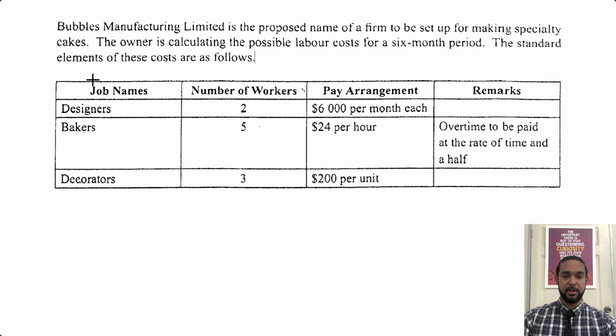Okay, so we have a table here, and the table is showing us a few things. So job names, we have designers, bakers, and decorators for the cakes. Number of designers is 2, number of bakers is 5, number of decorators is 3. Pay arrangements, so designers get $6,000 per month each. That sounds like a salary to me. The bakers get $24 per hour, the decorators get $200 per unit. Interesting. Remarks, so bakers overtime to be paid at a rate of time and a half.